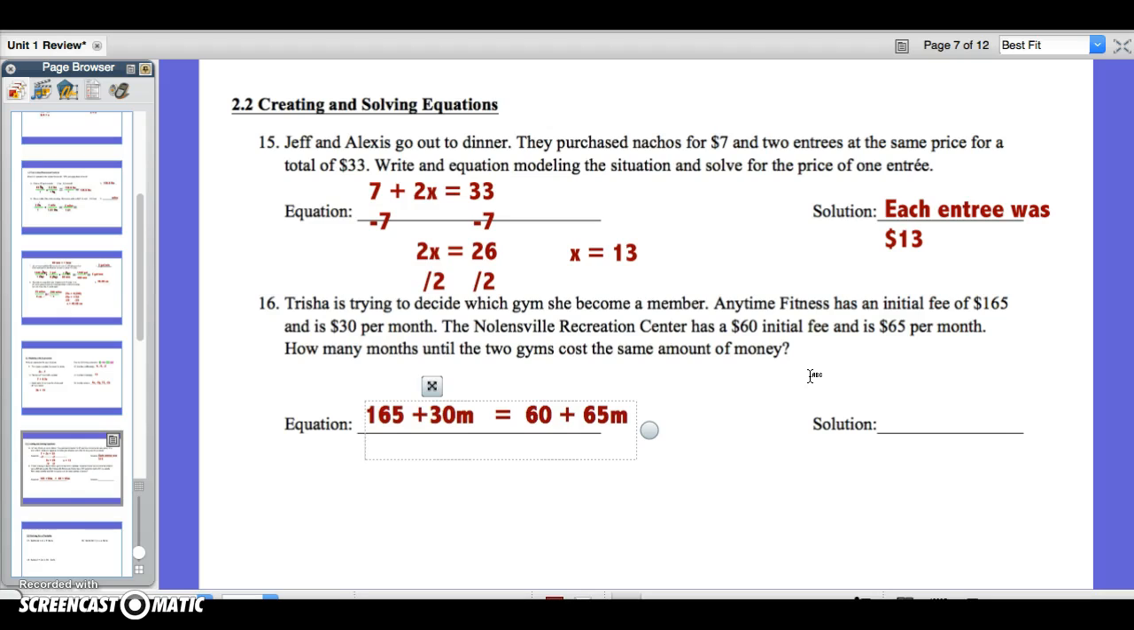We have variables on both sides in this case, and that's different than previous questions. We need to get our variables to the same side. Now I have a 30m and I have a 65m. I could move either one of them, but it's going to be easier for me to move the 30m because it's smaller. So plus 30m, this inverse operation to addition is subtraction. So I'm going to subtract 30m here, and then I'm going to subtract 30m here.